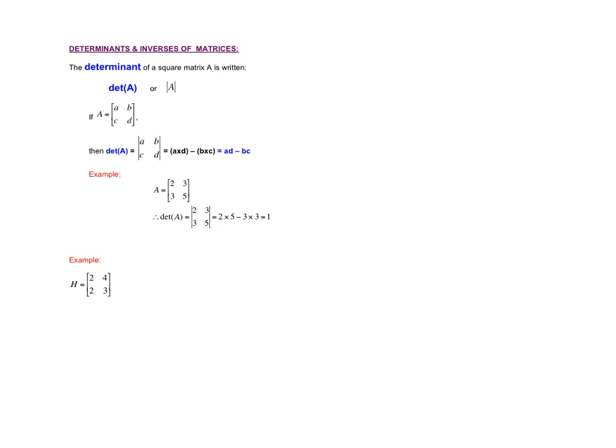So today we're looking at the determinant and inverse of matrices. We need to learn how to do the inverse of a matrix because we'll need it in solving other problems. So first of all, we're going to look at the determinant of a matrix.